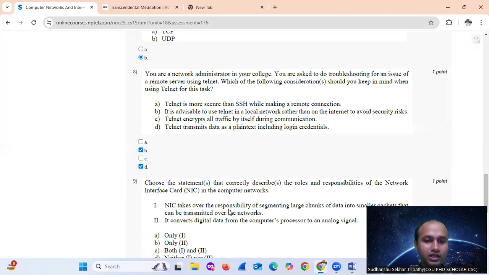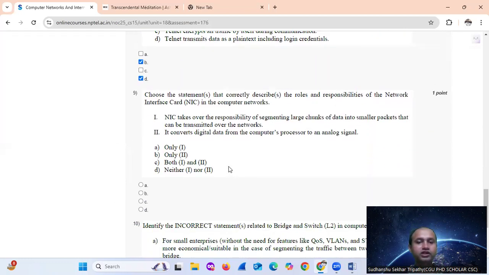यस. Question number 9. Choose the statement that correctly describes the role or responsibility of the network interface card in the computer network. Okay.